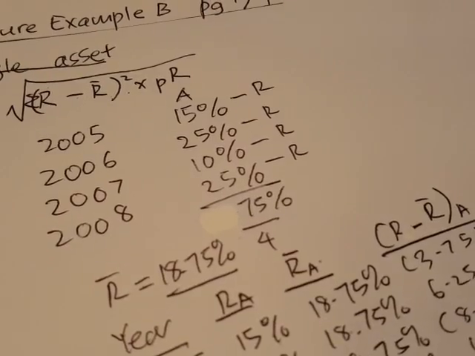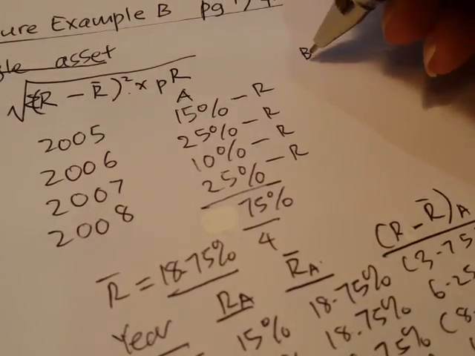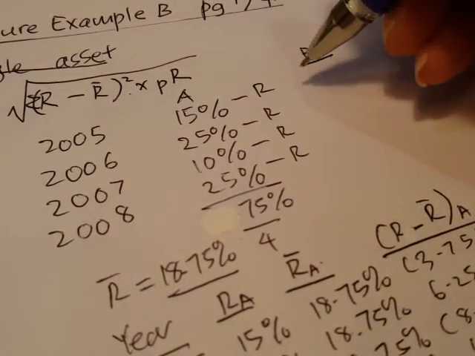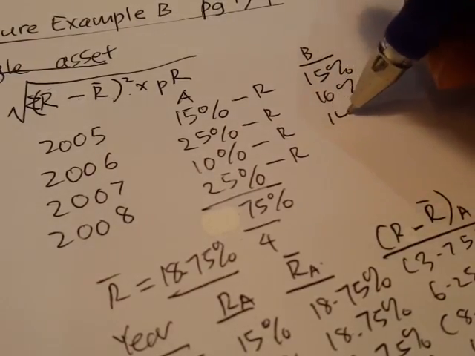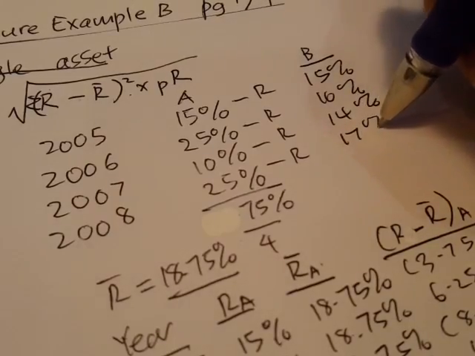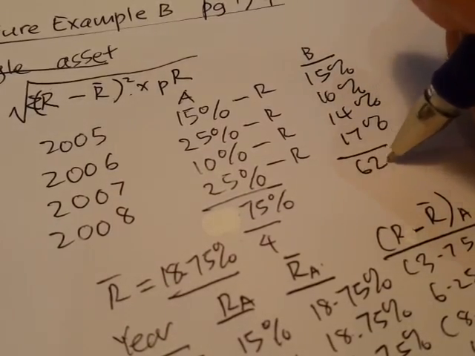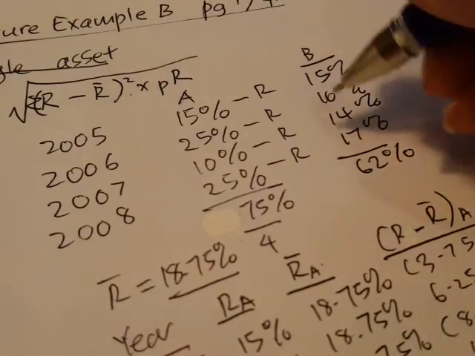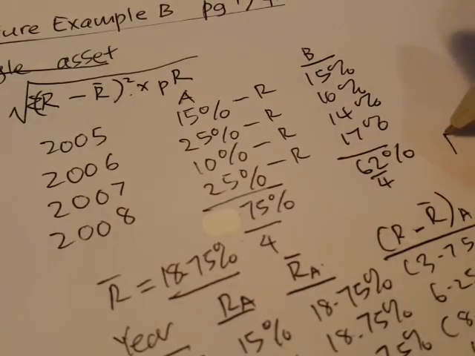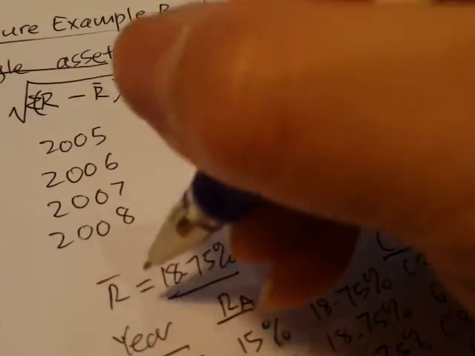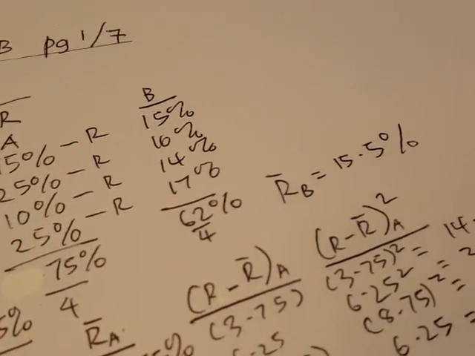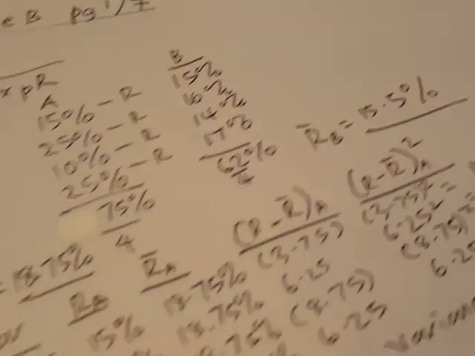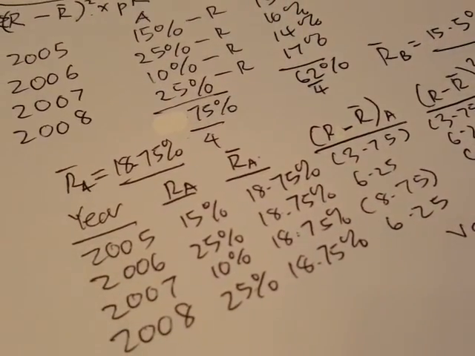So if you do the same for B, you're given 15, 16, 14, 17%, total 62%. Divide by 4, your average return for B is 15.5%. Yeah, so construct another table.